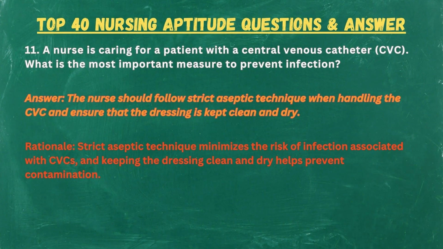11. A nurse is caring for a patient with a central venous catheter, CVC. What is the most important measure to prevent infection? Answer. The nurse should follow strict aseptic technique when handling the CVC and ensure that the dressing is kept clean and dry. Rationale. Strict aseptic technique minimizes the risk of infection associated with CVCs, and keeping the dressing clean and dry helps prevent contamination.